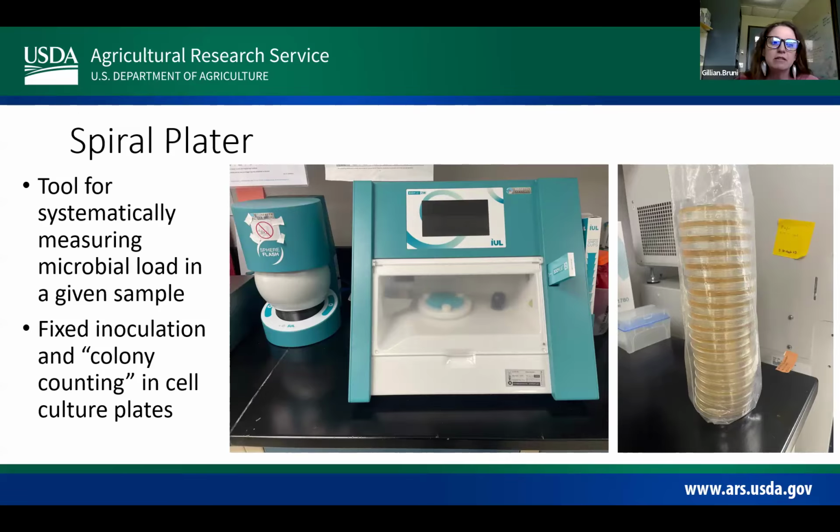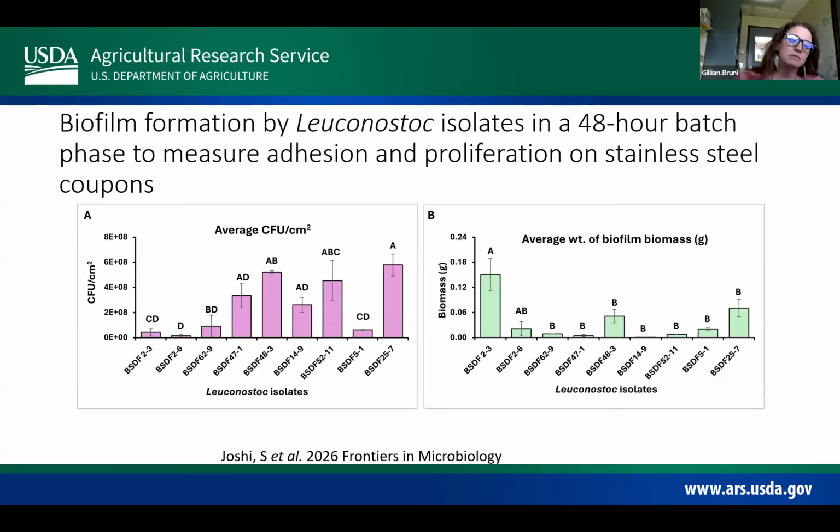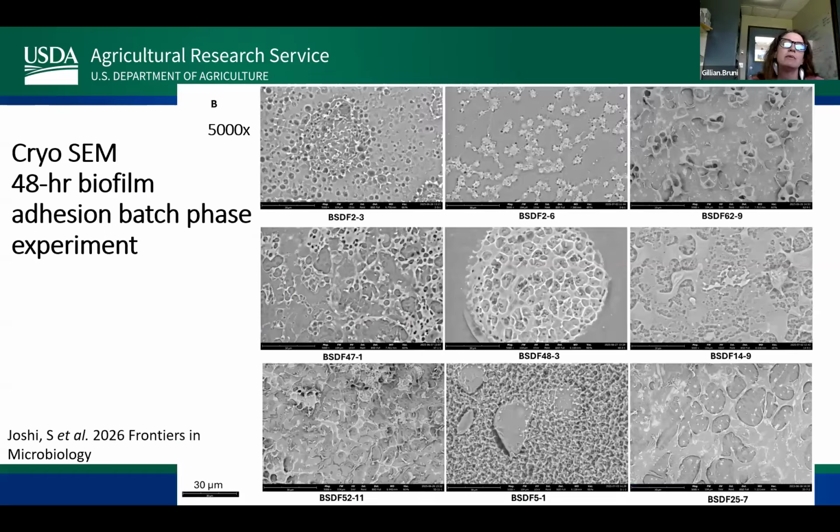And so this is what the data looks like when it comes out in terms of average CFU per square centimeter on these coupons. Again, this is available online if anyone wants to look further. It looks like I'm a little short on time. We also take our biofilms and we are able to image them by cryo-SEM. This is at 5,000 magnification showing phenotypic variation in the cell density and some of the structures that they form.